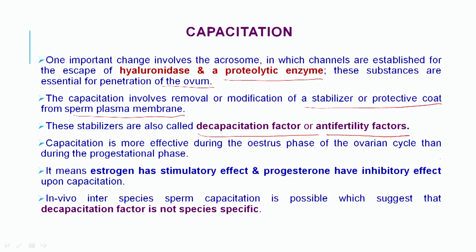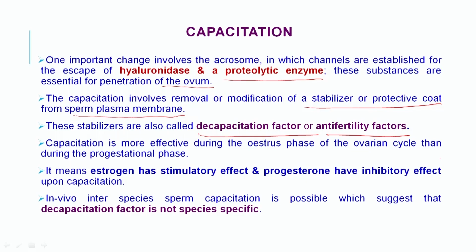In vivo, interspecies sperm capacitation is possible, which suggests that decapacitation factors are not species specific. So that means spermatozoa of any species can be capacitated in the reproductive tract of a different species of animal.